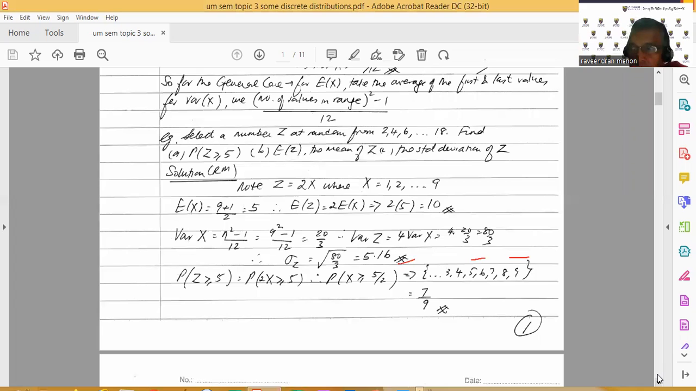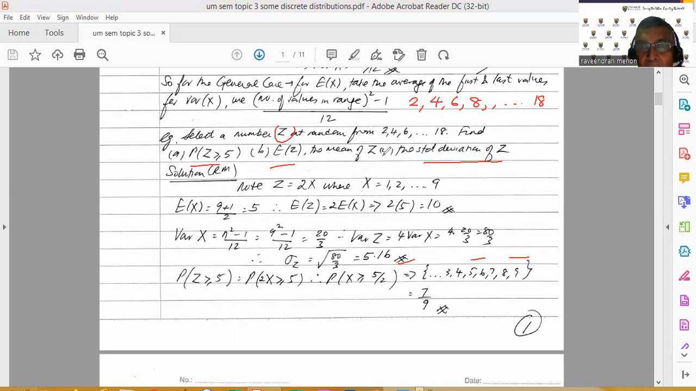That's the first part. And then the second part, find the expected value of Z, and then find the standard deviation of Z. Okay, great. So let's do it slowly. What is Z? Z is a number, it's an even number: 2, 4, 6, 8, right up to 18.